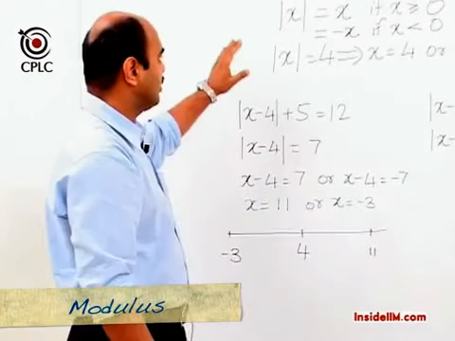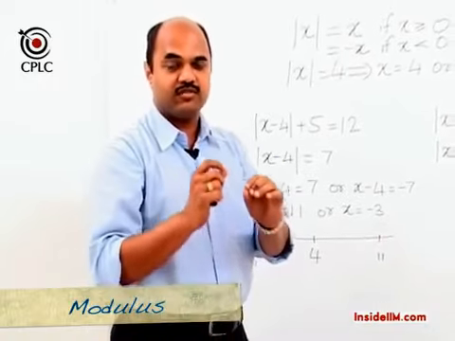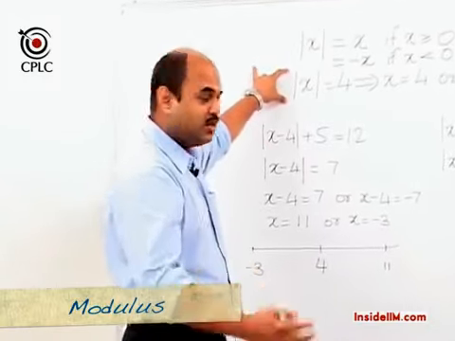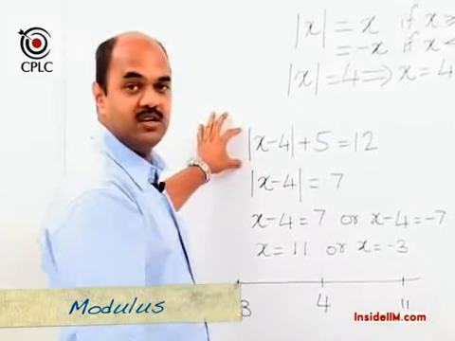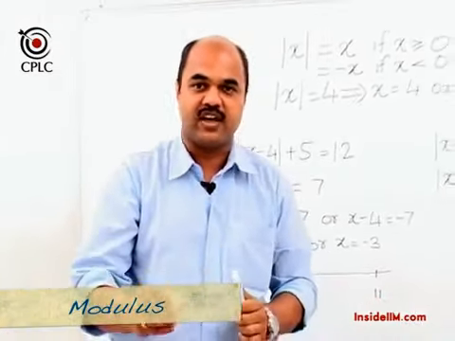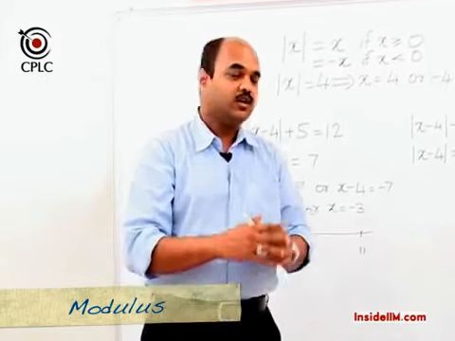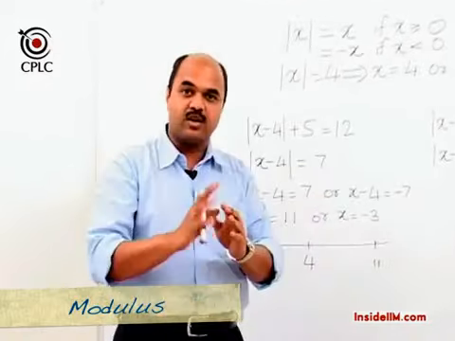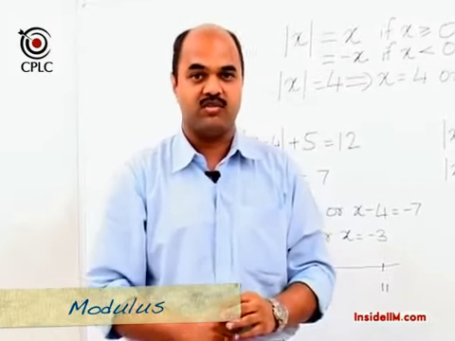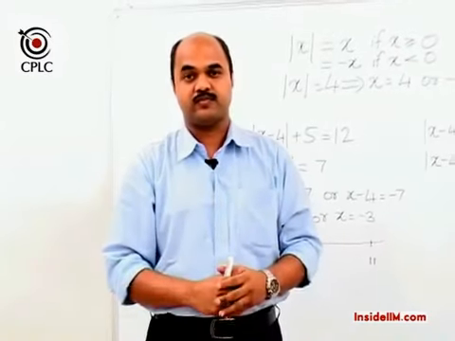So the concept of modulus can also be understood as distance from a particular point. Mod x would mean distance of x from the origin. Mod x minus 4 would mean distance of x from 4. If it was given as mod of x plus 5, then it would mean distance of x from the point minus 5. We take the given distance and take it on either side of the reference point. So this is how we can solve questions involving modulus using the concept of distance from a reference point.